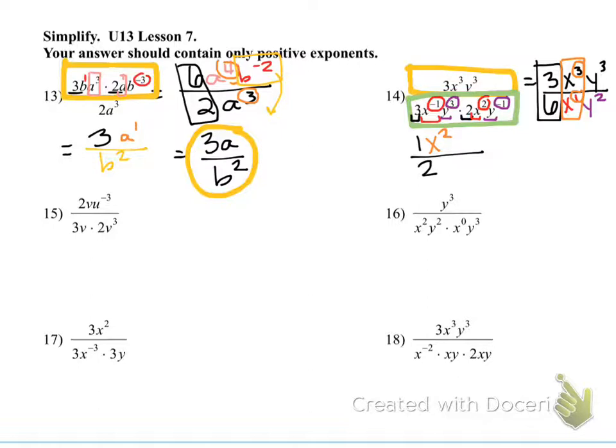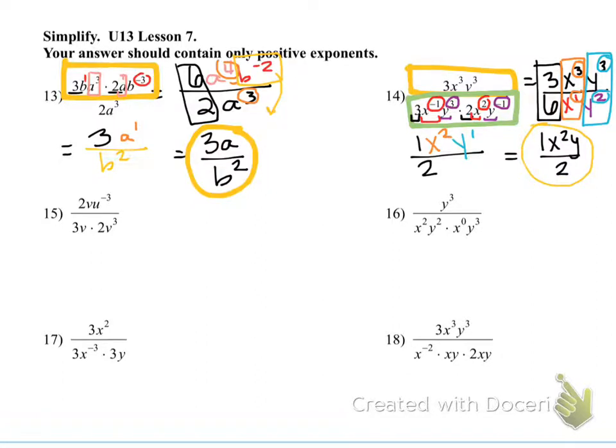And then lastly, we're going to take a look at our y's. So I've got y cubed on the top, y squared on the bottom. 3 minus 2 gives me y to the first power. So my final answer here is 1x squared y over 2.